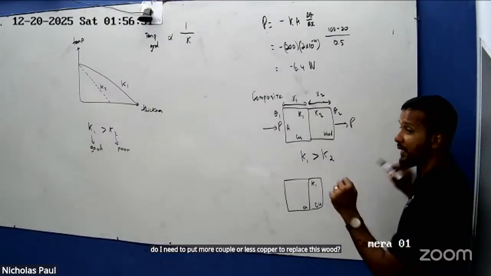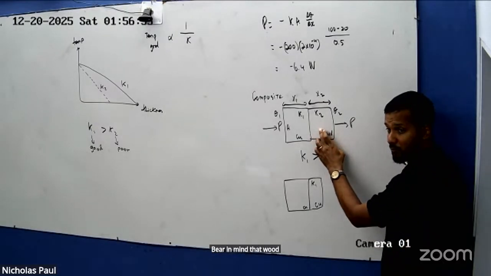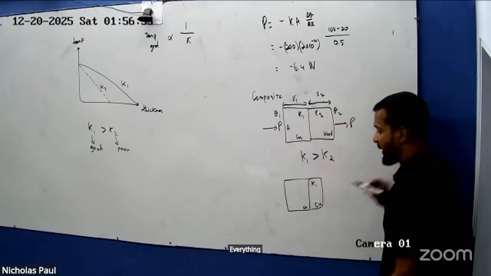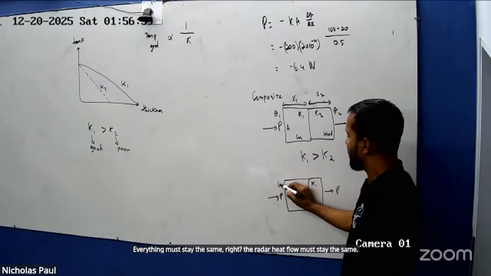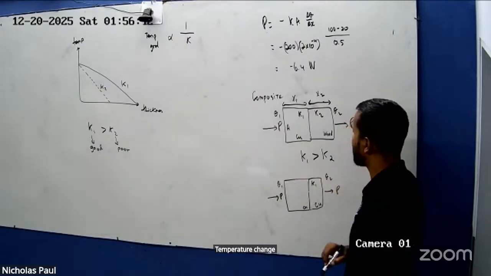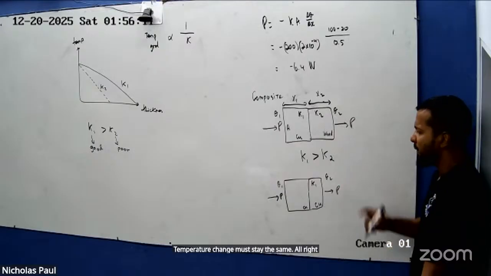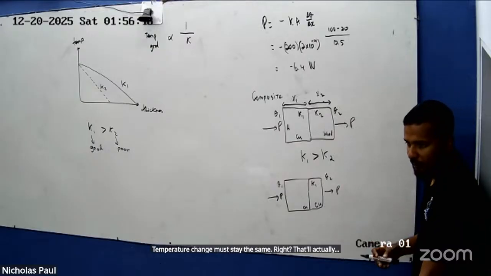Bear in mind that wood is a bad conductor. And everything must stay the same. The rate of heat flow must stay the same. The temperature change must stay the same. It wouldn't be the same thickness, though. That will change. What do you think?